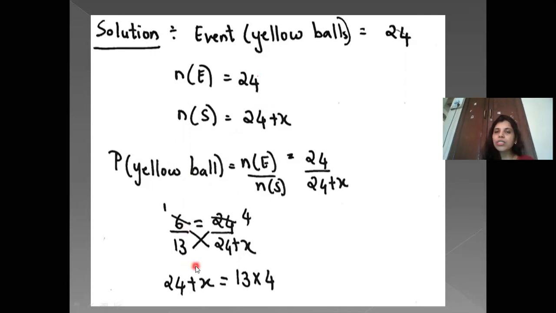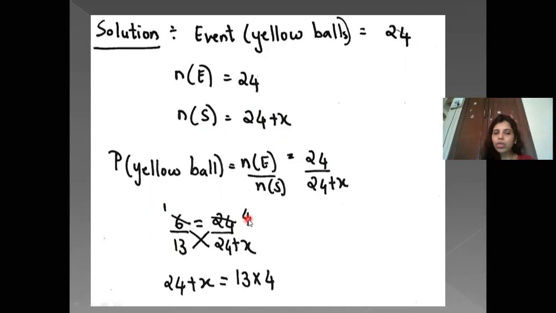So that will help us to find x, because the sample space is 24 plus x. Okay, so the probability of a yellow ball is 6 upon 13. That is equal to 24 upon 24 plus x. Now we'll cancel from the numerator. 6 ones are 6, 6 fours are 24.